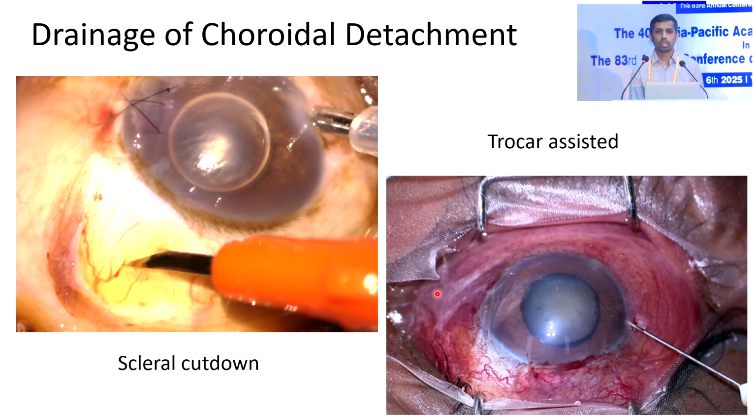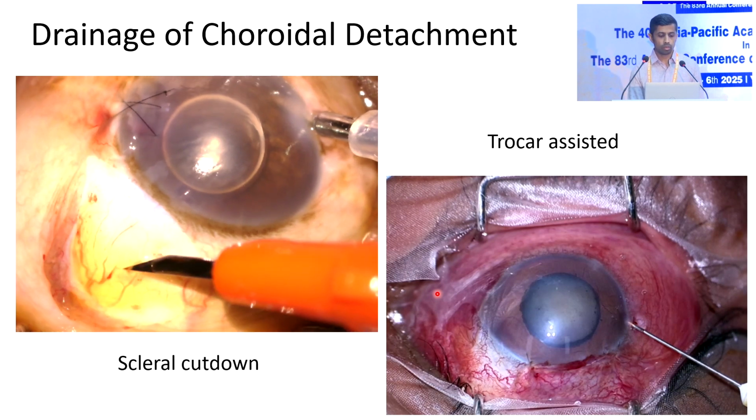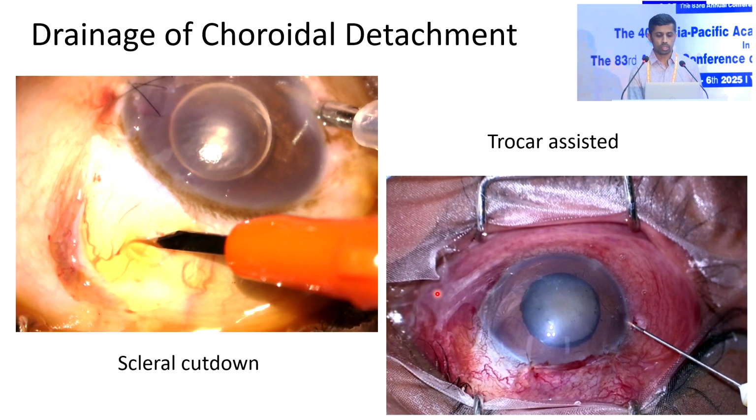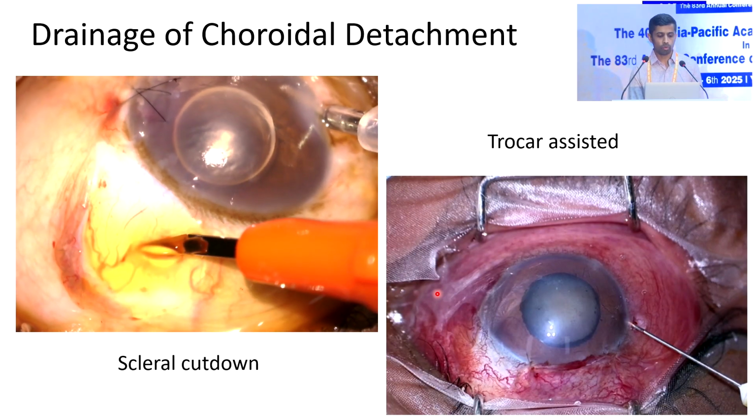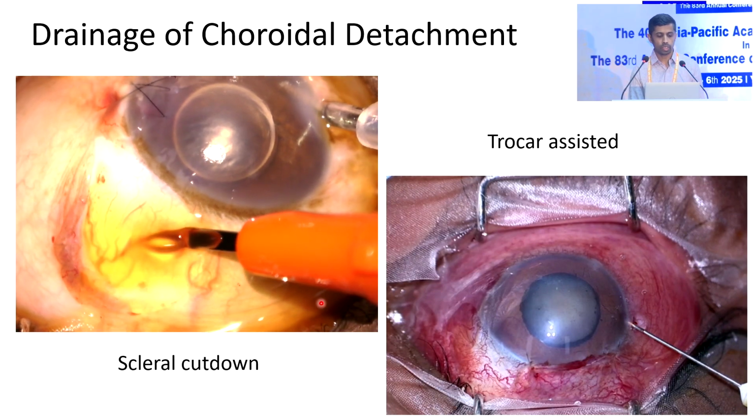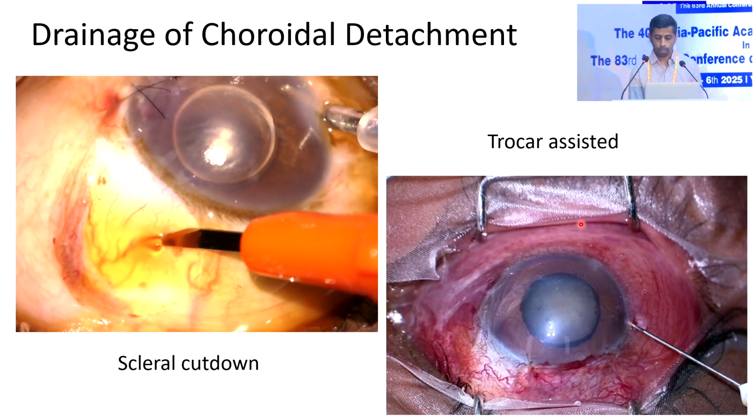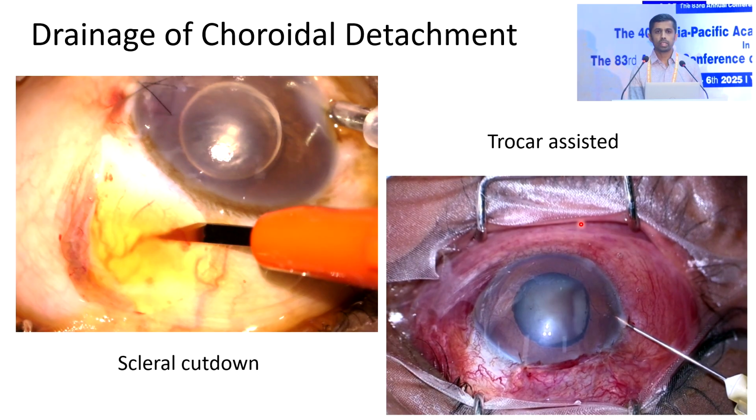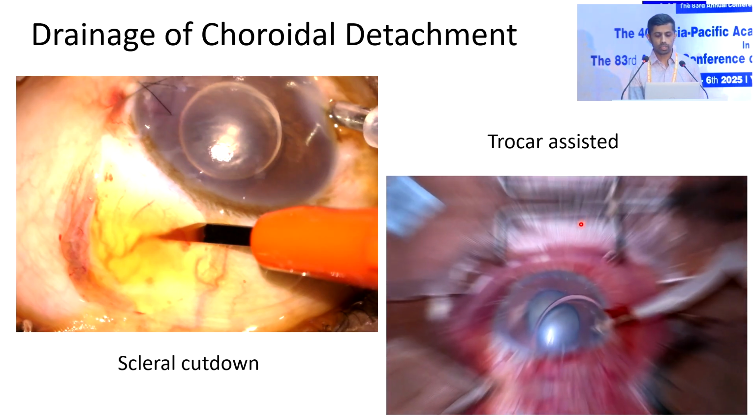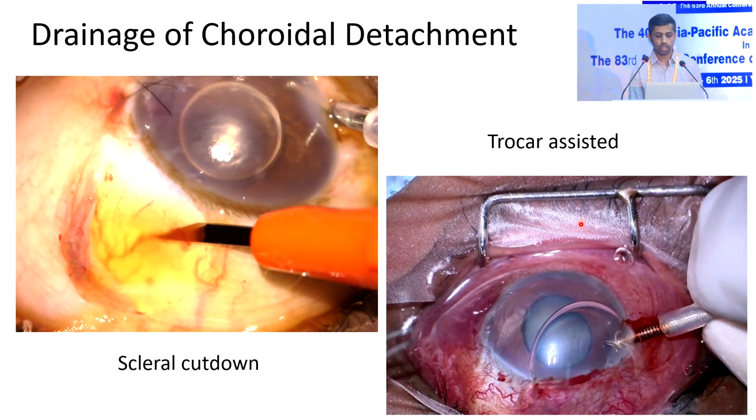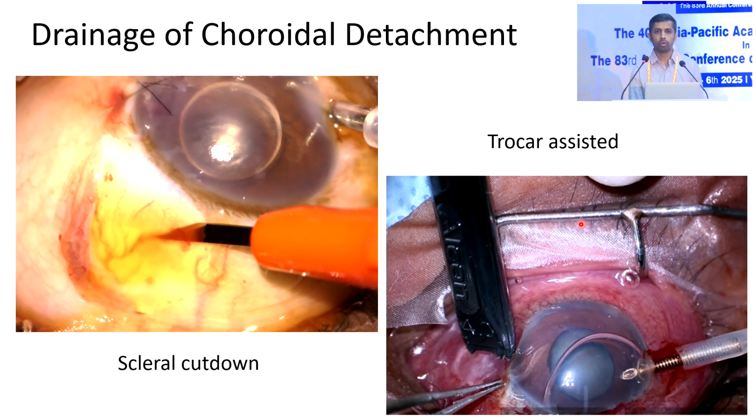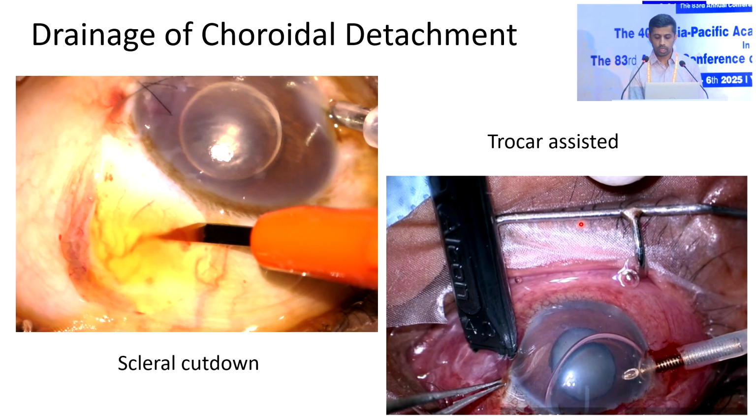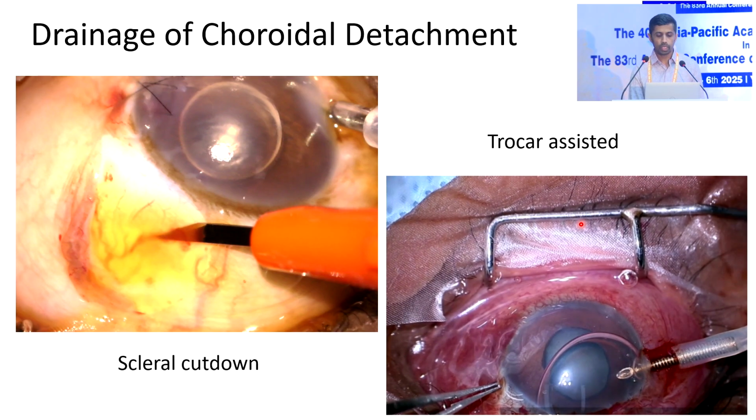So coming on to the techniques of choroidal detachment drainage, both scleral cut down as well as trocar assisted drainage can be done. A scleral cut down is given at around 3.5 to 4 millimeter, and with the help of an AC maintainer, the effusion is drained. In case of trocar assisted drainage, all of the retina surgeons are well versed with the trocar technique. In this, the AC maintainer is placed, and then around 3.5 to 4 millimeter, a trocar is placed obliquely to enter the suprachoroidal space.